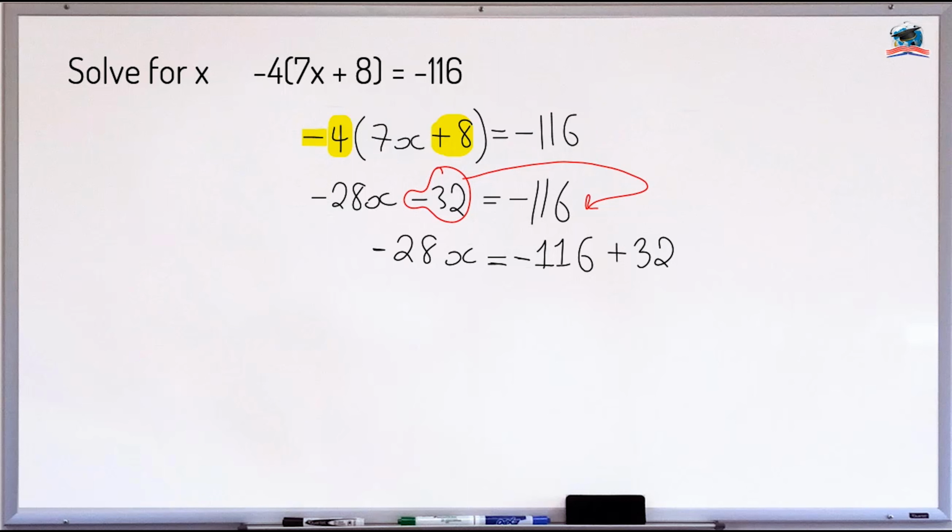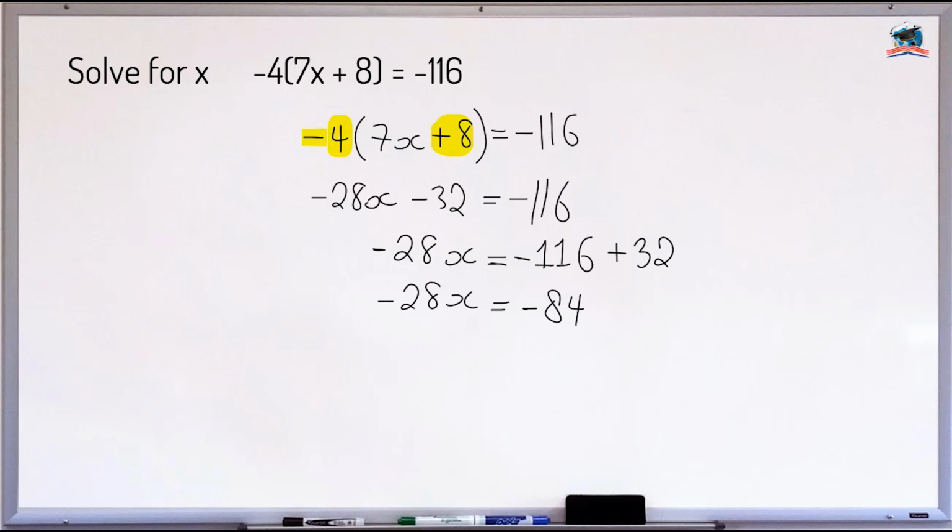Good. And let's tidy up a bit. Okay, so we move that and that. Beautiful. Proceed. We have what? Minus 116 plus 32 will still give us a negative, negative 84. Beautiful. And then we have a minus 28x.